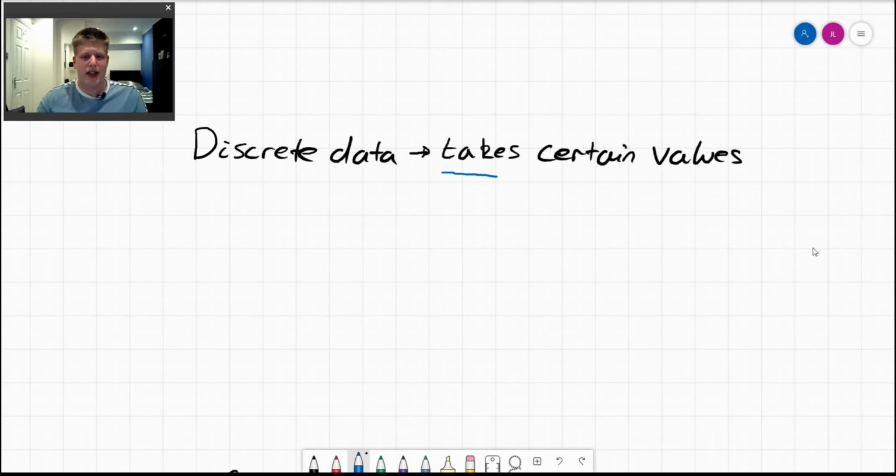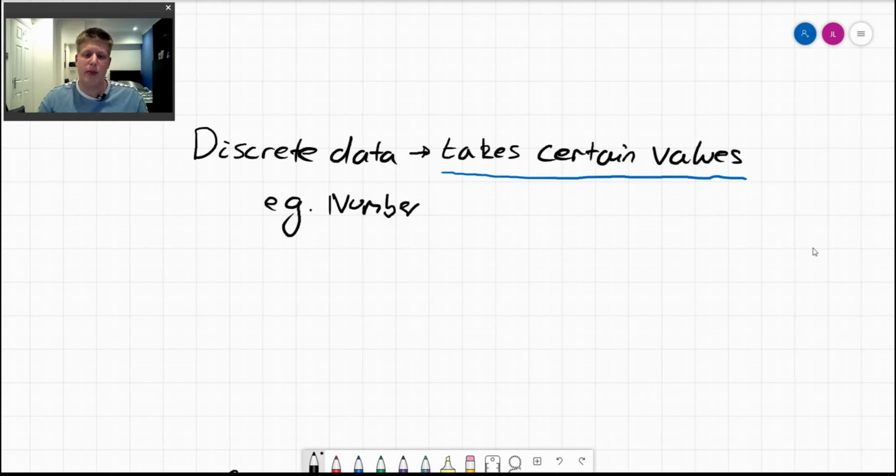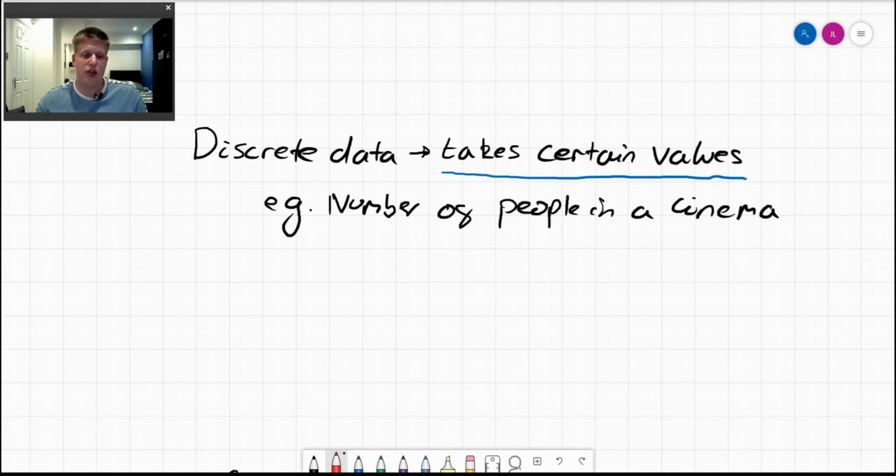Discrete data takes only certain values. What does that mean? Well, let me give you an example. An example of discrete data is the number of people in a cinema. The reason why this is a form of discrete data is because you could have 5 people in the cinema, you could have 100 people in the cinema, you could even have 347 people in the cinema. But you couldn't have 40.5 people in a cinema. That's not allowed. You can't have that, obviously.